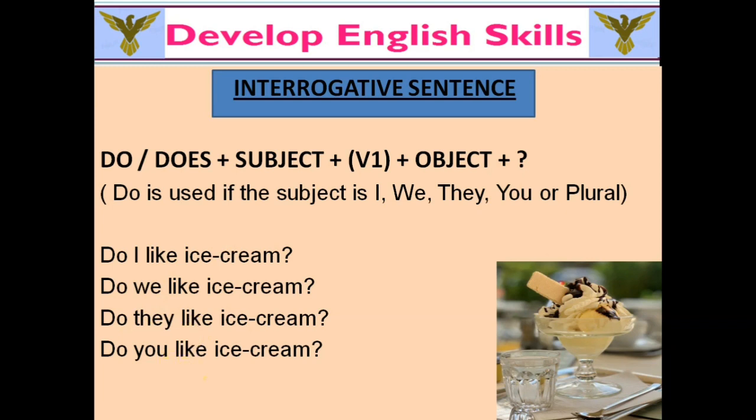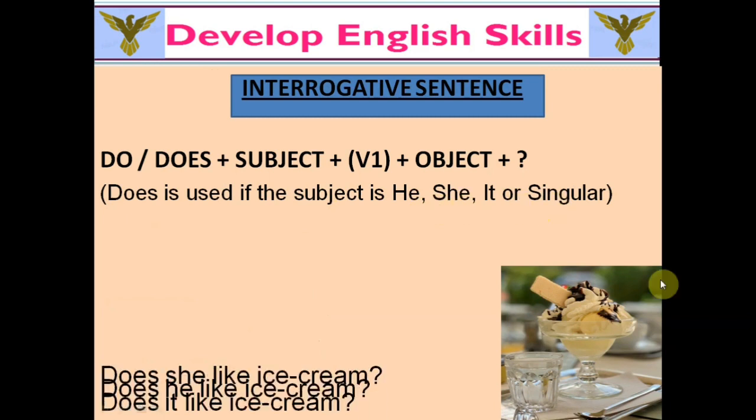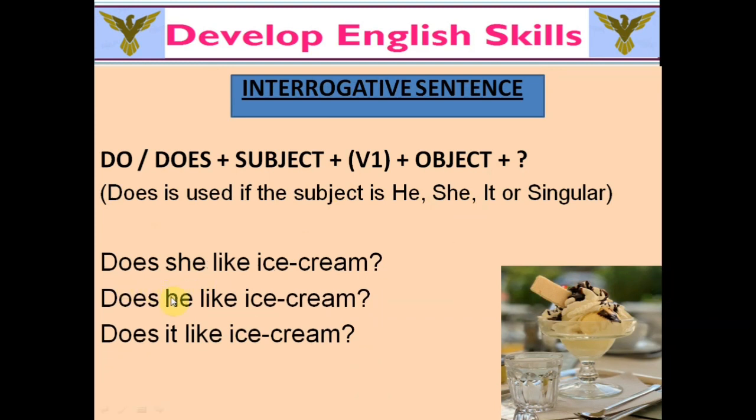Now, where do we use does? So, does is used if the subject is he, she, it, or singular. Does she like ice cream? Does he like ice cream? Does it like ice cream? Now, see, students, here we will not add s or es to the verb because it is an interrogative sentence. So the interrogative sentence in simple present tense starts with do or does, and there is no change in first form of verb. The verb will remain same.